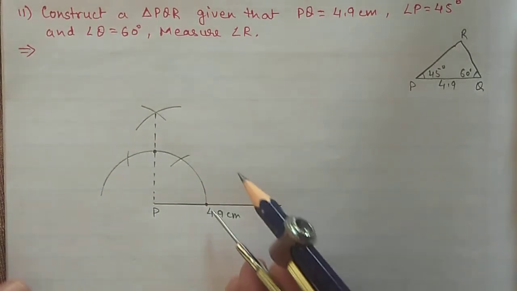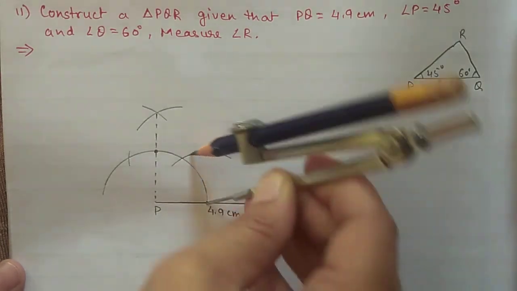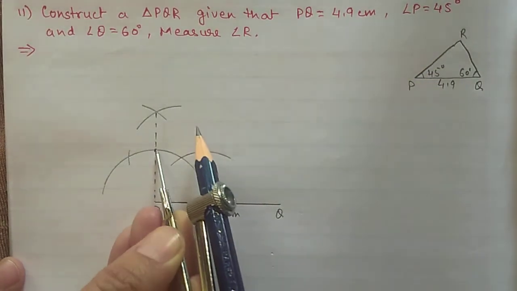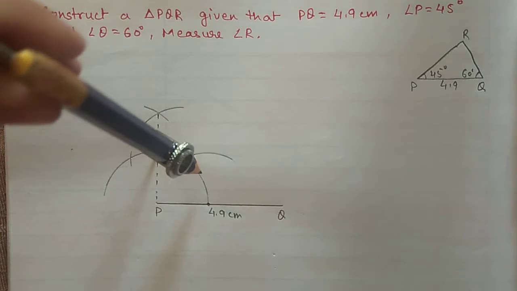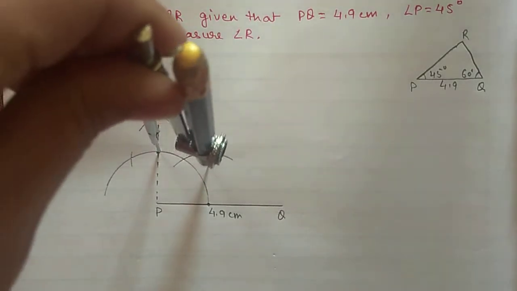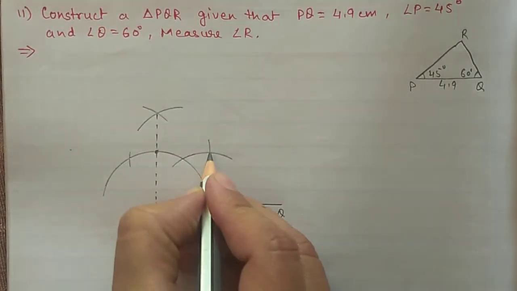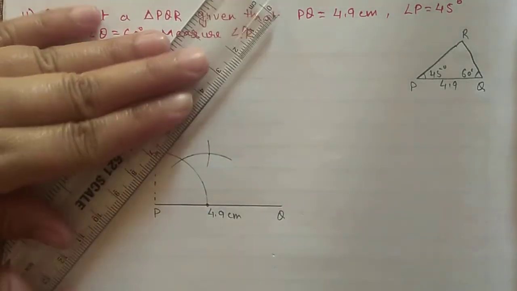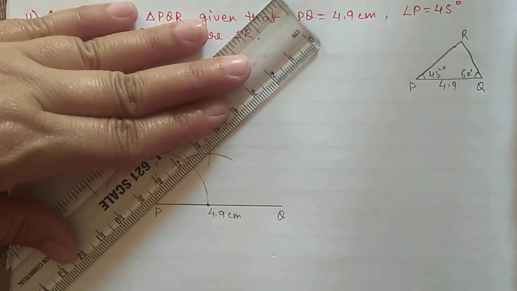Always for bisecting, we have to take the point from this semicircle. So from 0 degree we will put one arc, and from 90 degree another arc. This point is for 45 degree. So 45 degree line we will draw.